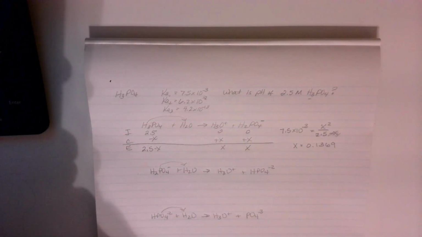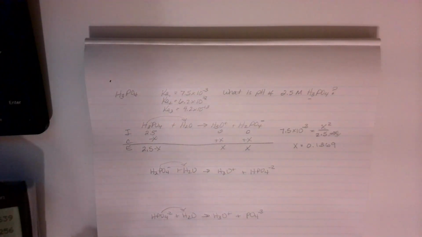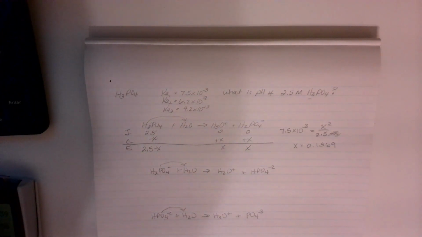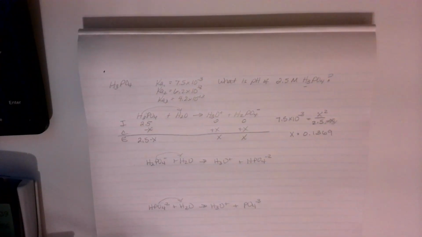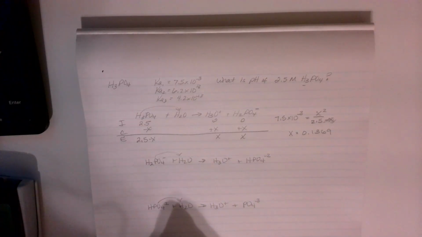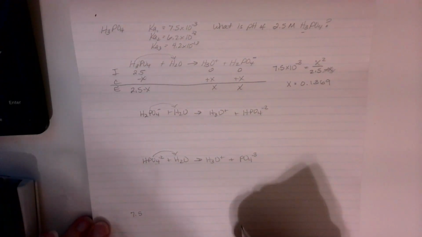So if I take 0.1369 divided by 2.5 times 100, I get about 5%, which seems a little bit high. I kind of like to have it less than 3. So in this case, I'm going to go back and do this with the quadratic equation in order to find it. And I'm going to do that down here.